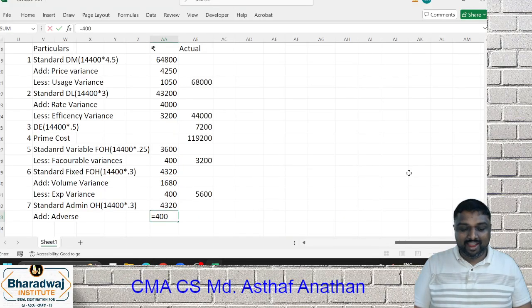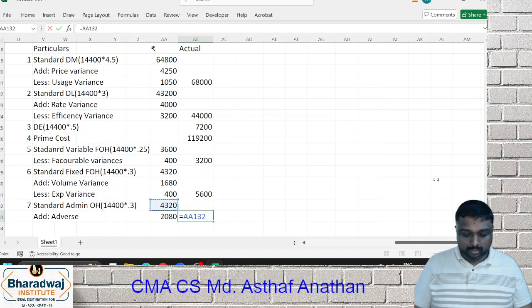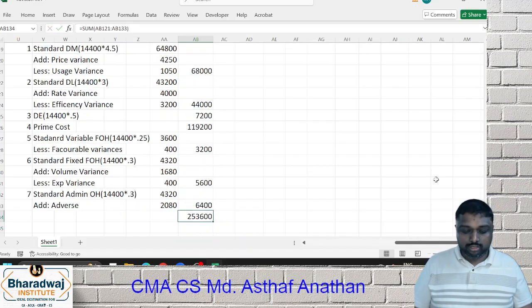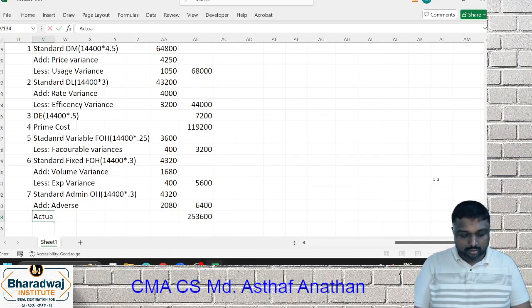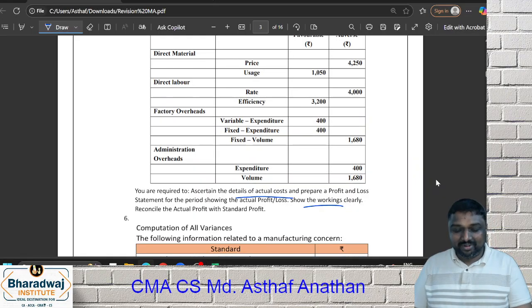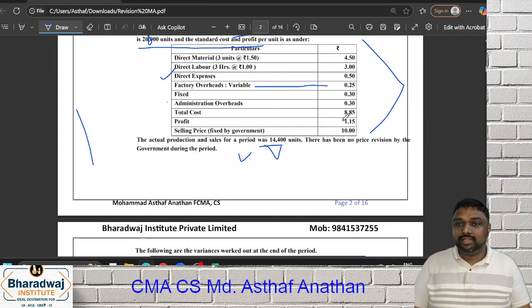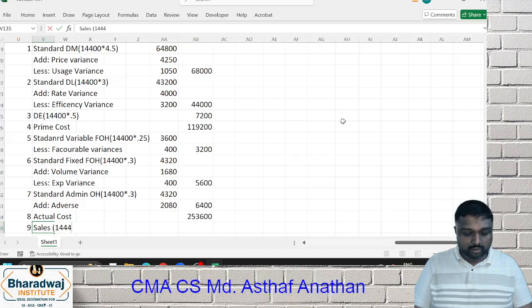So 400, I will do the shortcut method, this 1680. So this is your total cost. This is your actual cost. So what is the sales amount? Sales amount they mentioned already in the question. 10 rupee. Sales is what? 10 rupee. So 14,400 into 10 rupee.